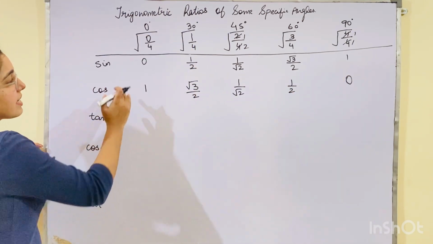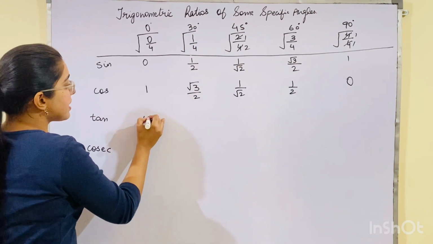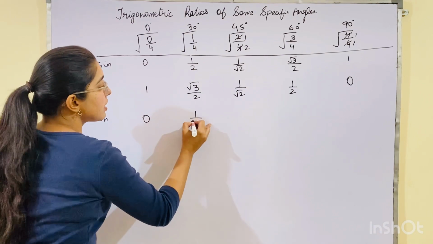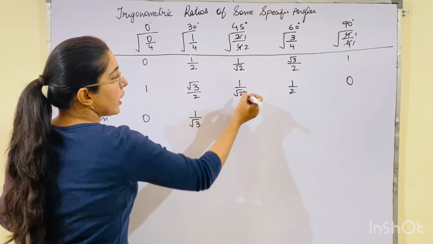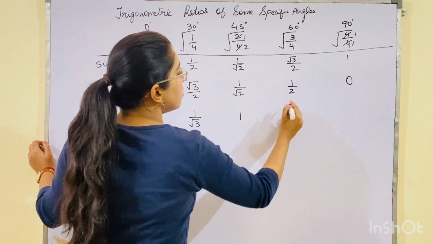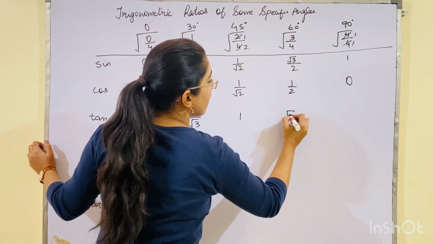Coming to tan, it is nothing but sine by cos as we know it from ratios. 0 by 1 is 0. 1 by 2 and root 3 by 2. 2 and 2 will cancel out. So this is 1 by root 3. 1, root 2 and root 2 will cancel out. So this is nothing but 1. Root 3 by 2, अगर आपको दिक्कत हो रही है तो ये 2 से 2 cancel हो जाएगा. This would be root 3.